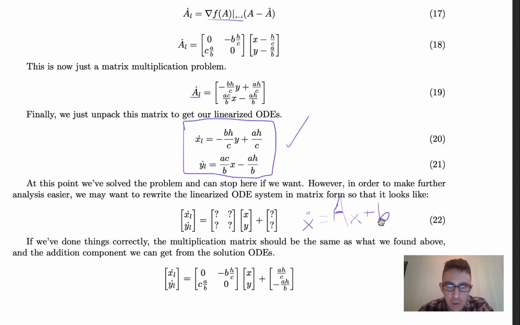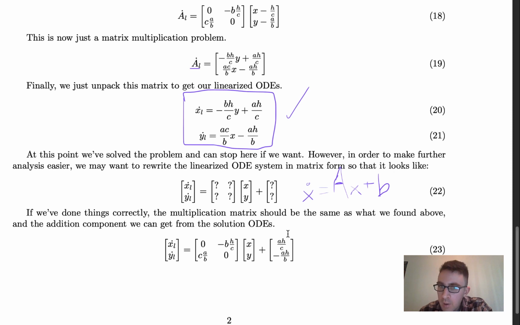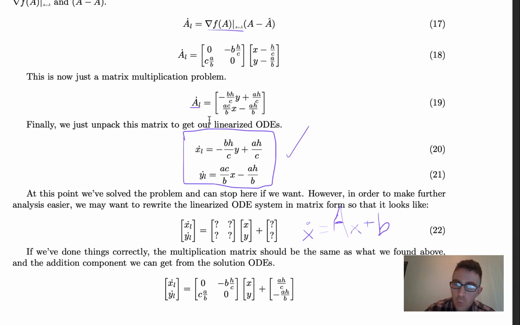If you choose to go a step further and you want to write your solution in this form, then I'll show you quickly how to do that too. Basically, we just need to find these question mark matrices that we can plug in so that if we multiply them out, we'll end up with this answer. If we've done everything correctly, we should be able to get these from the answers we've gotten up here.